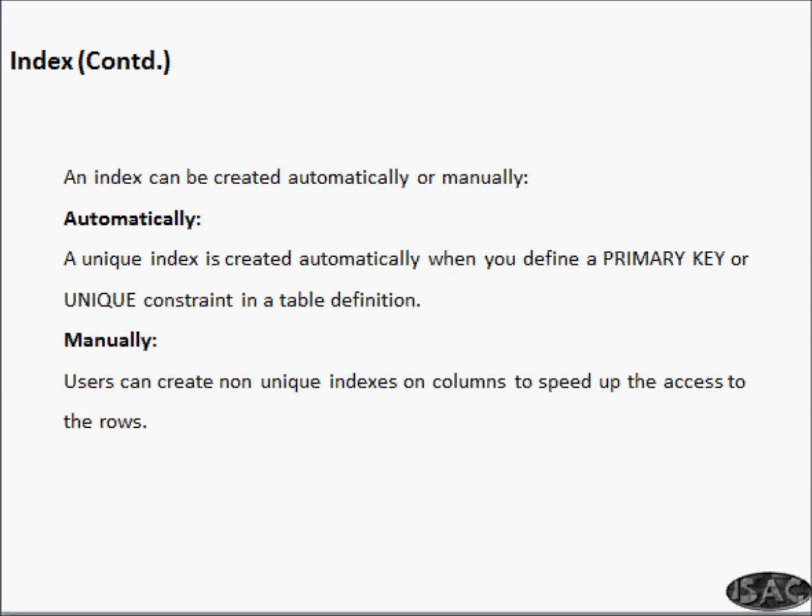How automatically? Once you create a primary key on a column, let us say employee ID or some kind of item ID, one index is automatically created on that column. Or once you create a unique constraint, an index gets created here. Manually, users can create non-unique indexes on columns to speed up access to the rows.